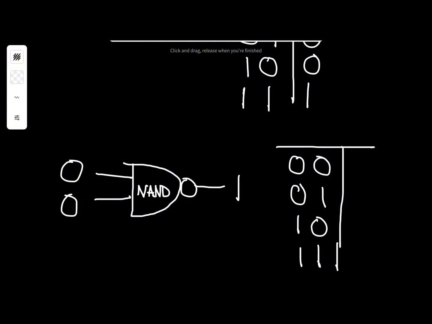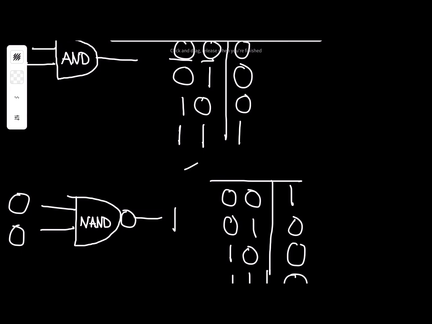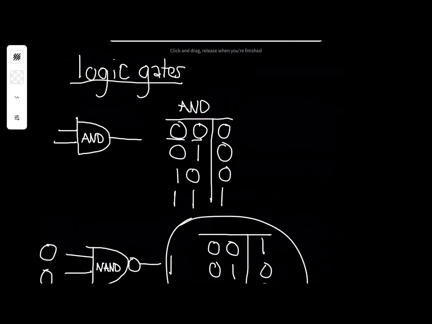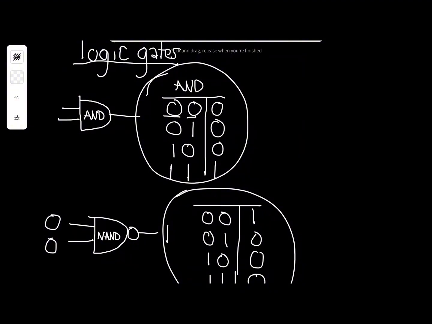Now 0 and 0, that's exactly what we're looking for. That's a 1. 0 and 1 not equal to 0 and 0. 1 and 0 not equal to 0 and 0. 1 and 1 not equal to 0 and 0. So if we take a look at these gates right here, the AND gate and the NAND gate are different.